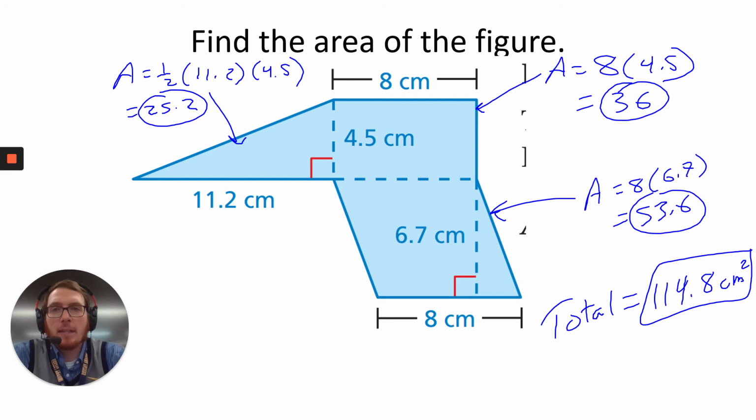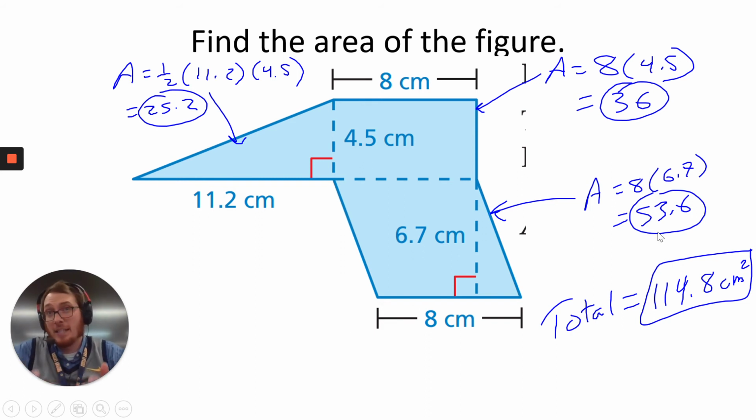The next one just has three objects. You have a triangle over here on the left side, so 1/2 base times height. So 1/2 times 11.2 times 4.5 will give me 25.2. That's the area of the triangle on the left side. The rectangle in the middle is just 8 times 4.5, so 8 times 4.5 is 36. And then the area of this parallelogram here at the bottom is 6.7 times 8, and that would be the area of the parallelogram, base times height.